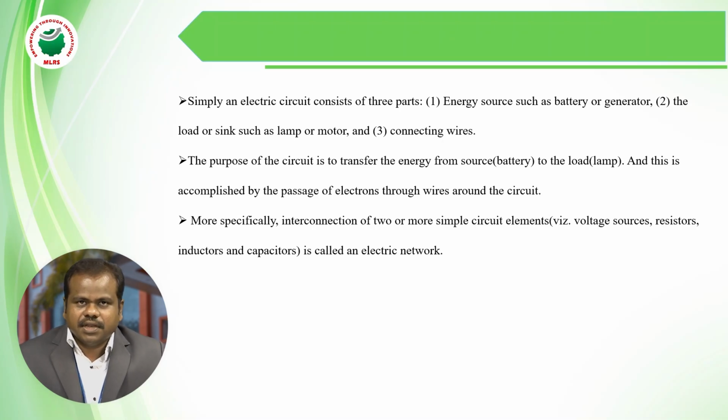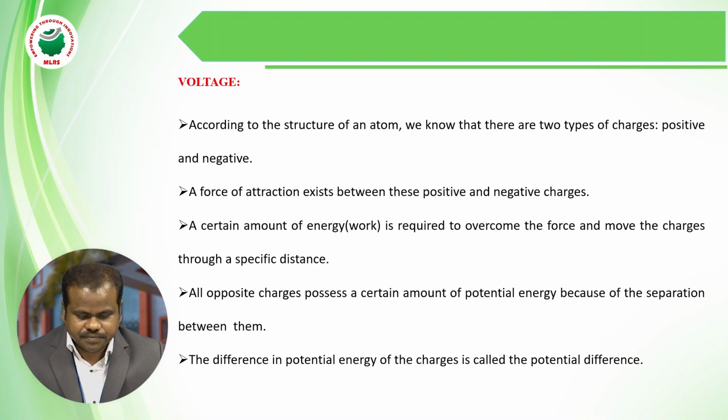A simple electrical circuit consists of three basic elements. One is the energy source, that is a battery, and the second is a load or sink, which may be either a lamp or motor, and the third is connecting wires. The purpose of the circuit is to transfer electrical energy from the source, the battery, to the load by means of these connecting wires. More specifically, the interconnection of two or more simple circuits is called an electrical network.